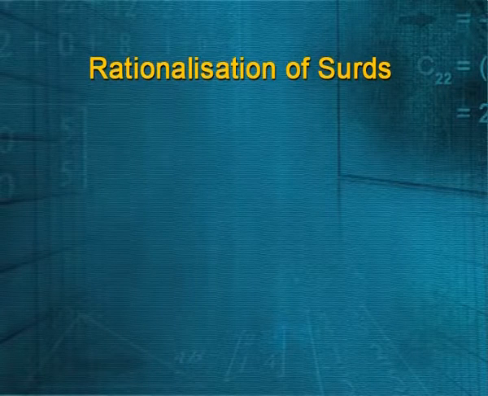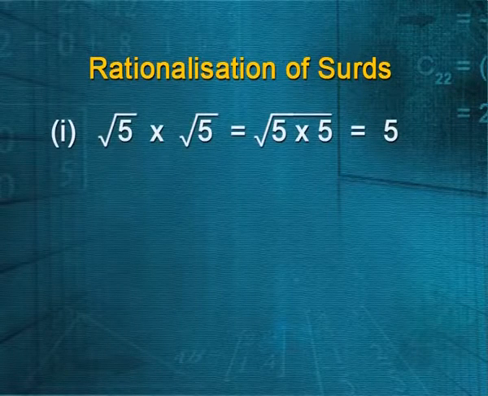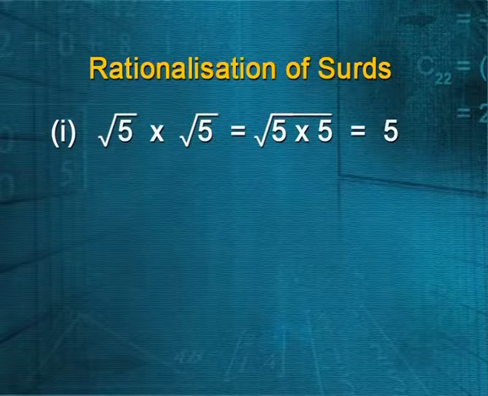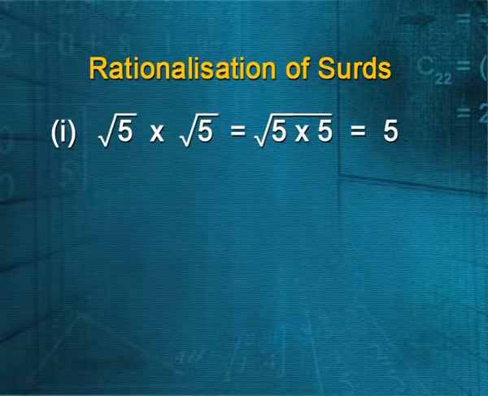Now we have come to the last part of this chapter, which is rationalization of surds. And this part will apply up till now what we have learned. Now look at the rationalization of surds. You have root 5 multiplied by root 5, which gives you root 5 into 5, that is root 25, which is 5. Now you have taken two surds here.